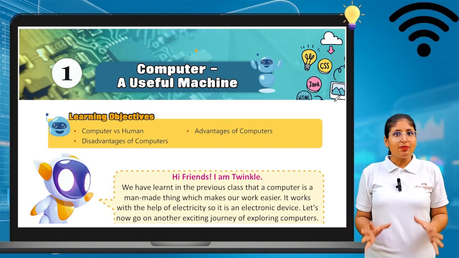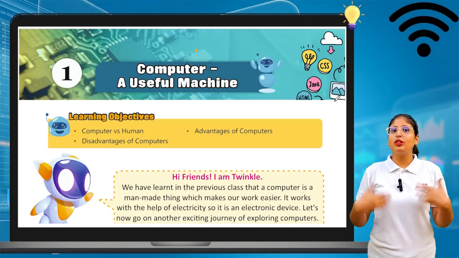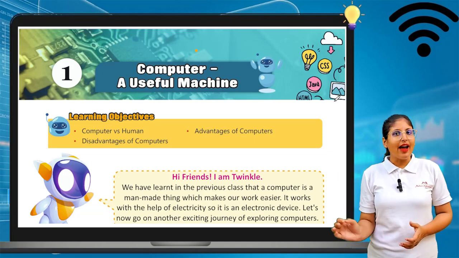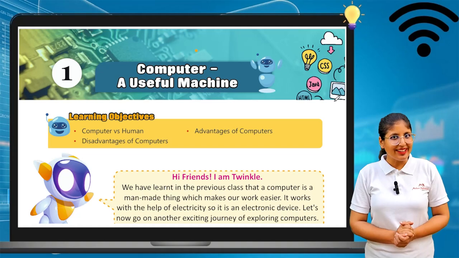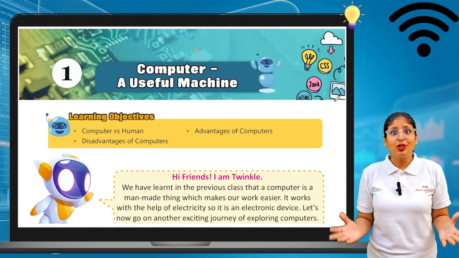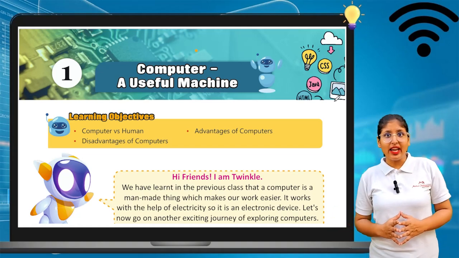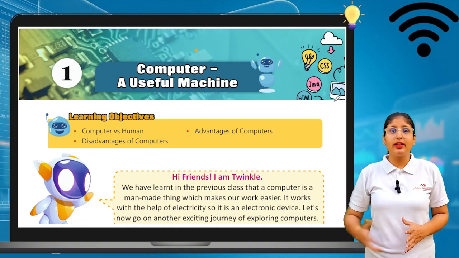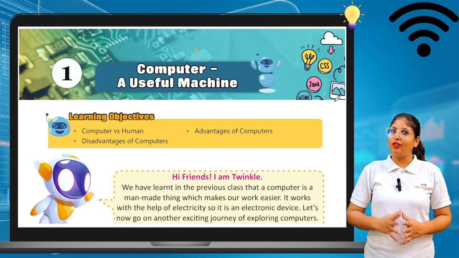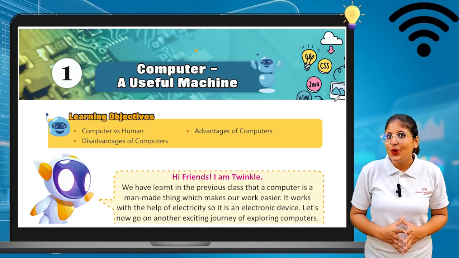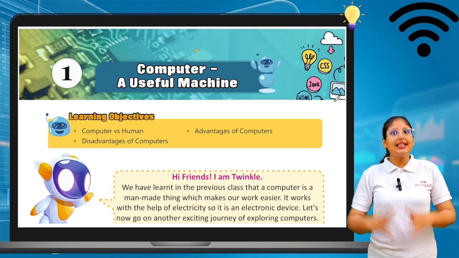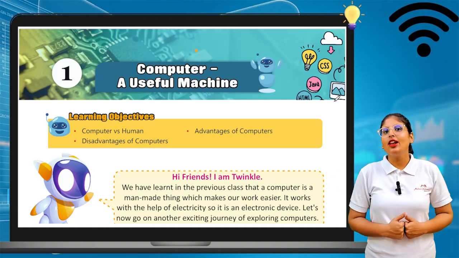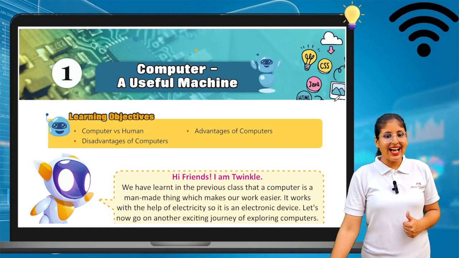In this chapter, we will learn about computer and see why we can call computer a useful machine. Do you want to learn why we can call computer a useful machine? What are the advantages of computer? What are the things that we can do with the help of computer? Do you want to know? So let's start. Come with me and I will teach you why we can call it. Let's start chapter number first.